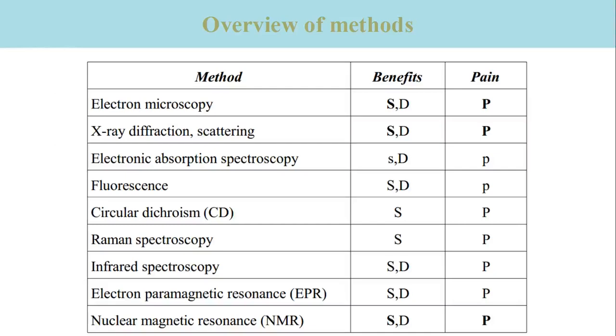Electron microscopy, X-ray diffraction, and NMR spectroscopy can give structural information at atomic resolution and also information on different conformational states, even in time-resolved experiments in the case of X-ray diffraction. That's why they score high for structural and dynamical information.